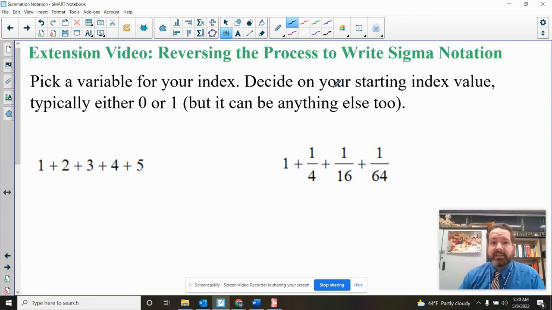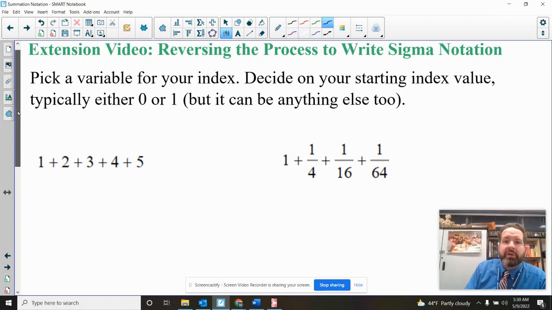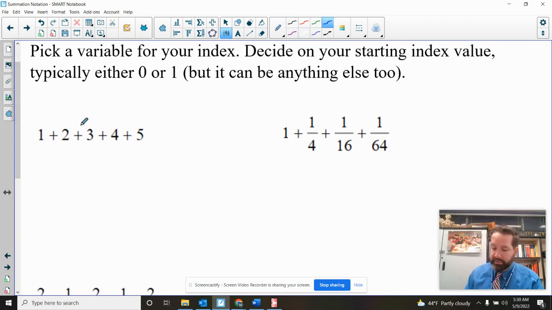As far as your second choice, you've got to decide where you want your index to start. Very often we will start at 0 or 1, but you can start with any number you want. And it can vary from case to case as far as what's easiest. So let's do some pattern recognition. Let's start off here with one that's fairly straightforward, adding up the numbers 1, 2, 3, 4, and 5.